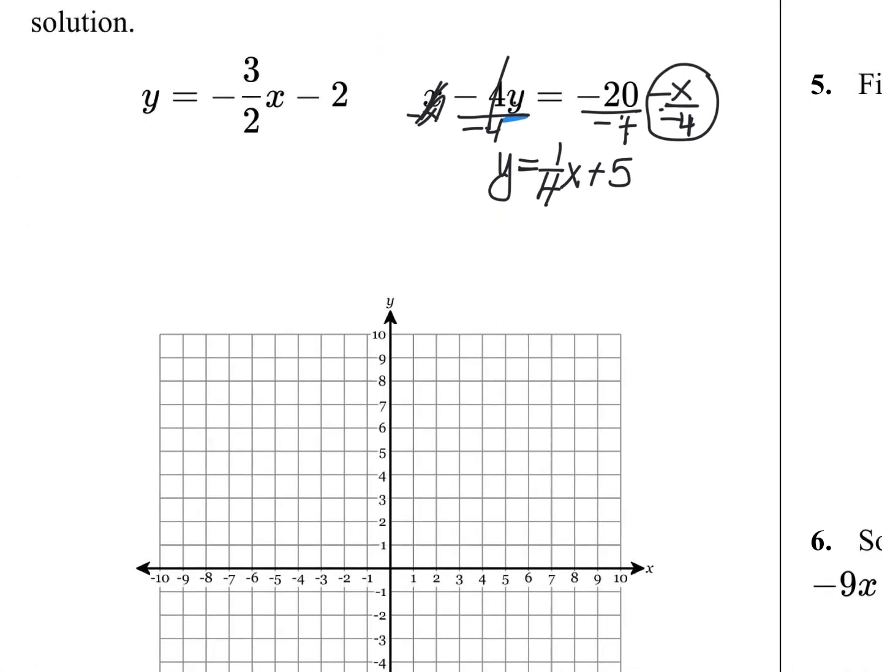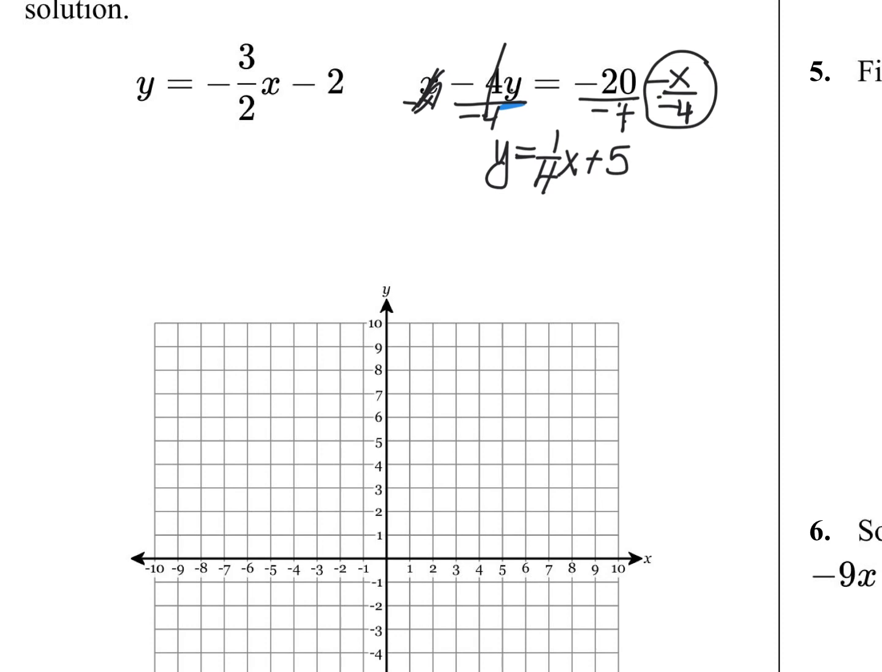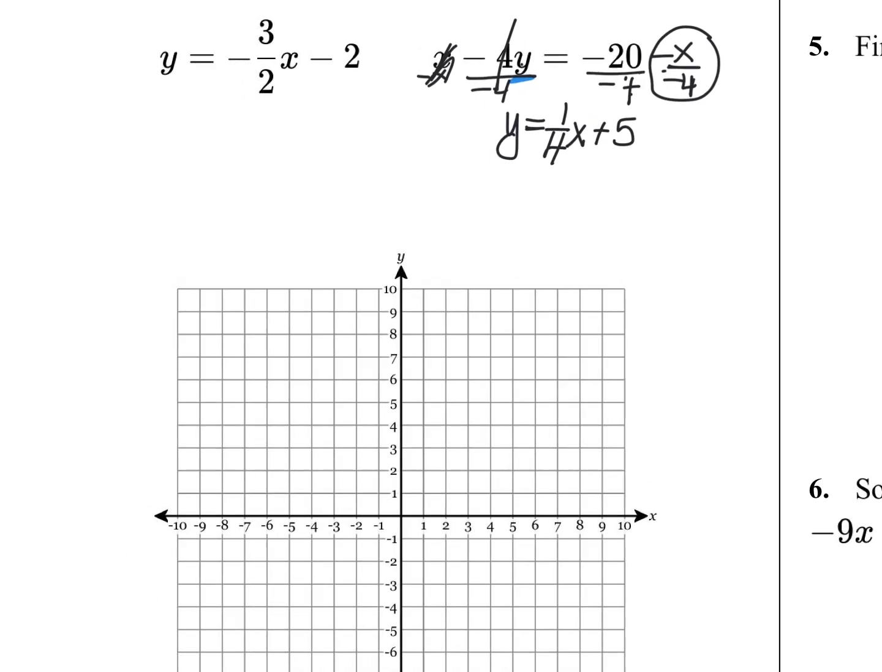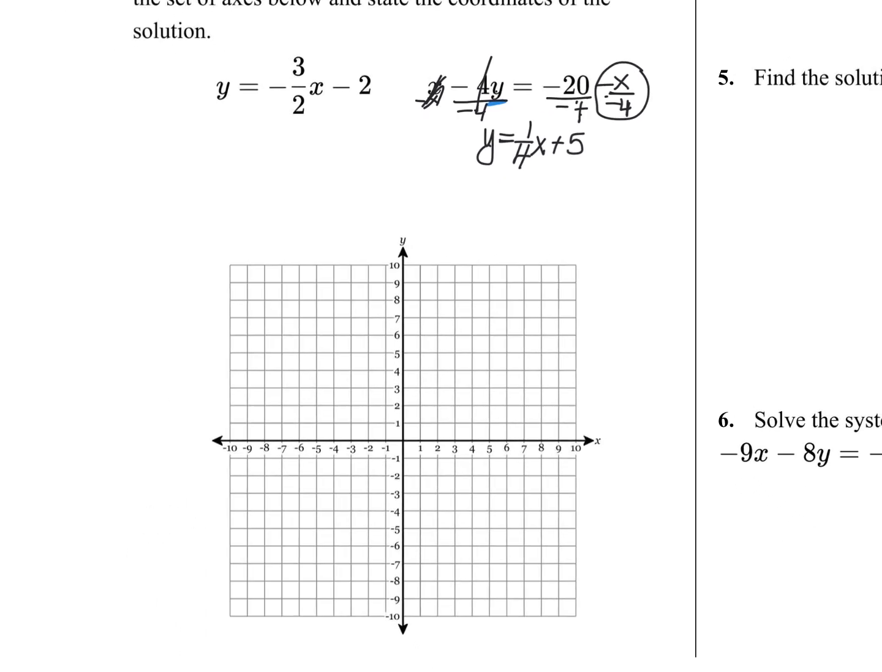Okay, so now going back to our graph, let's graph the 2 equations. On the first one, my y-intercept is negative 2. Slope is negative 3 over 2. So go down 3 to the right 2, down 3 to the right 2, or you can do the reverse and do up 3 and to the left 2. Okay, so now we have our line for this equation.